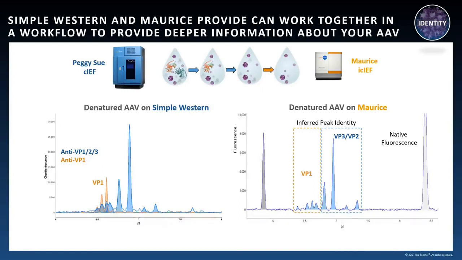Knowing which peaks in a viral protein sample are important matters, for example, in a stress condition that appears to impact phospholipase activity of viral protein 1. One would expect changes specifically in the acidic region on the Maurice separation, which could be confirmed with a Simple Western run as needed.